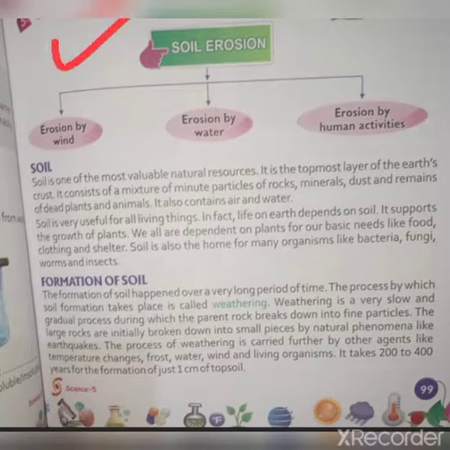Here, soil erosion. Erosion by wind, erosion by water, erosion by human activities. So soil erosion is done by these three processes or these three factors. Okay, by wind, by water and by human activities. First, soil. What is soil?